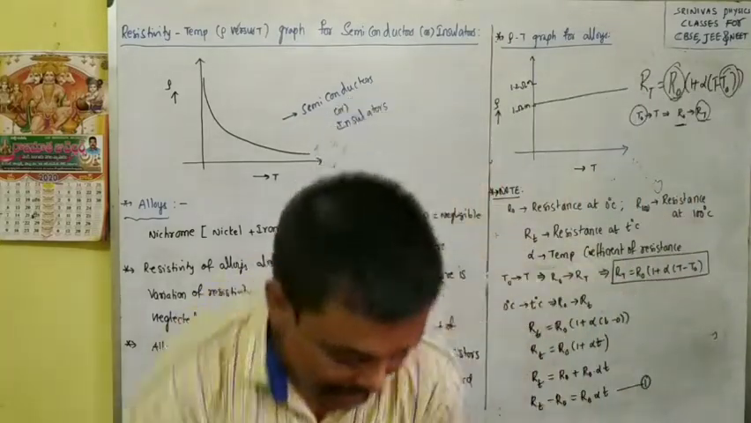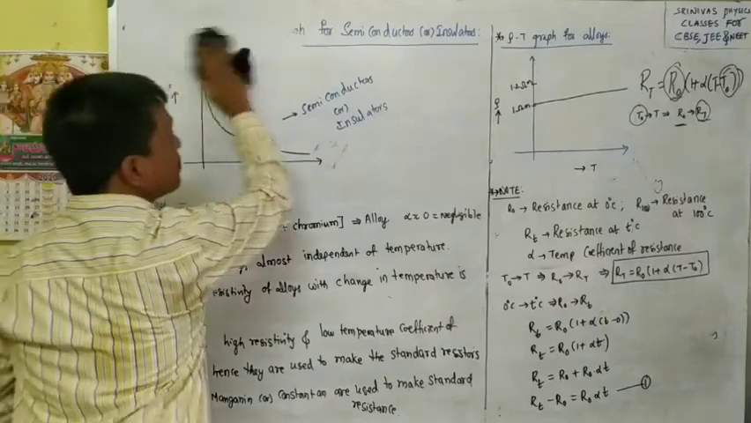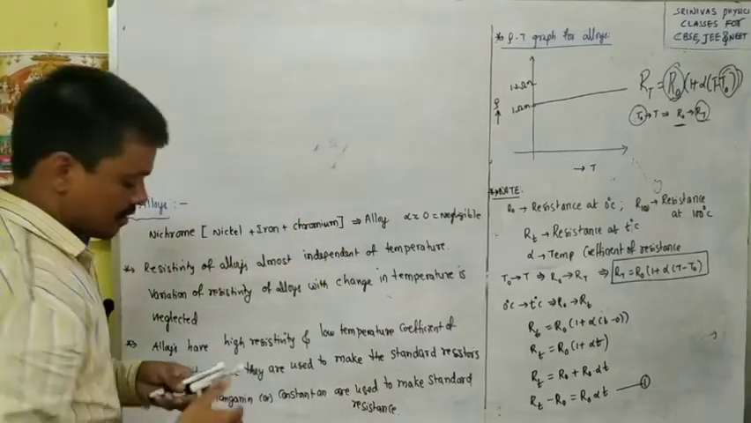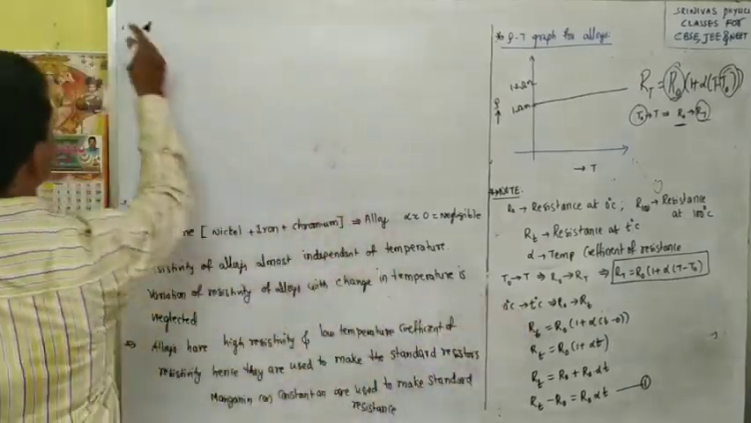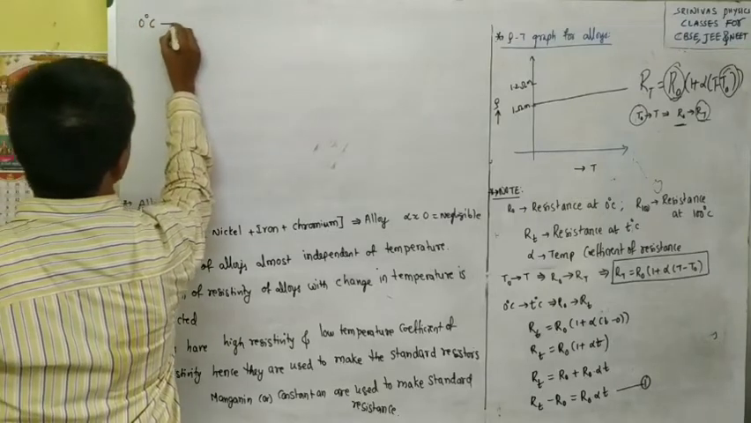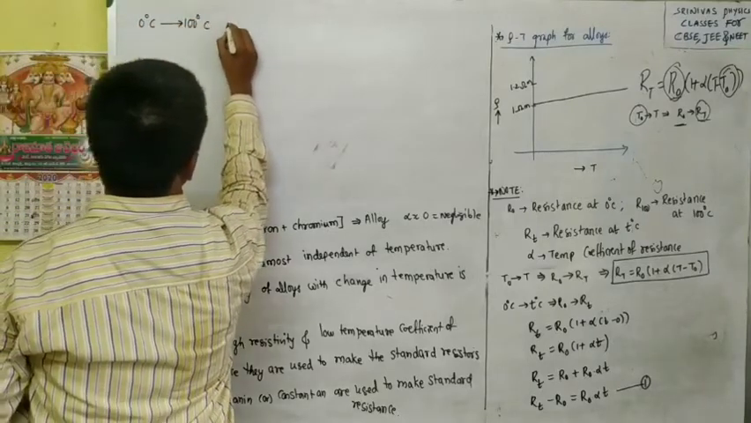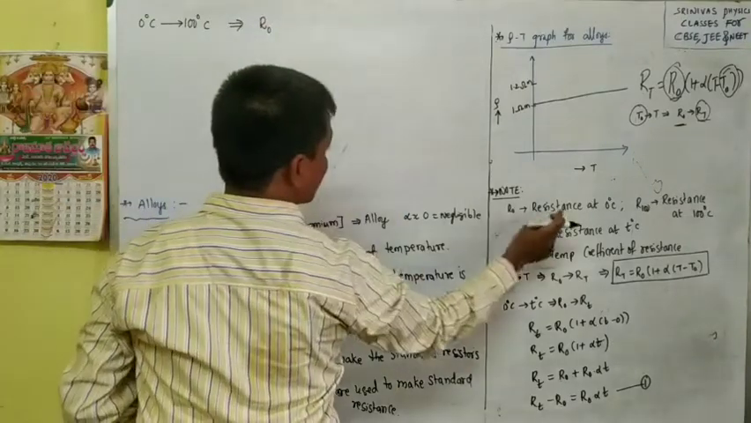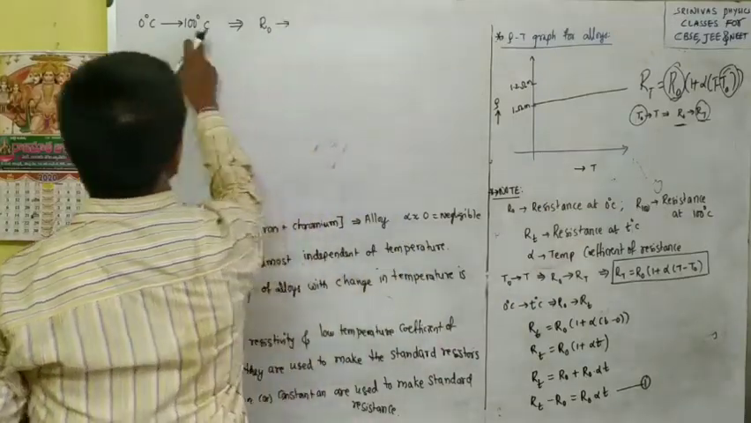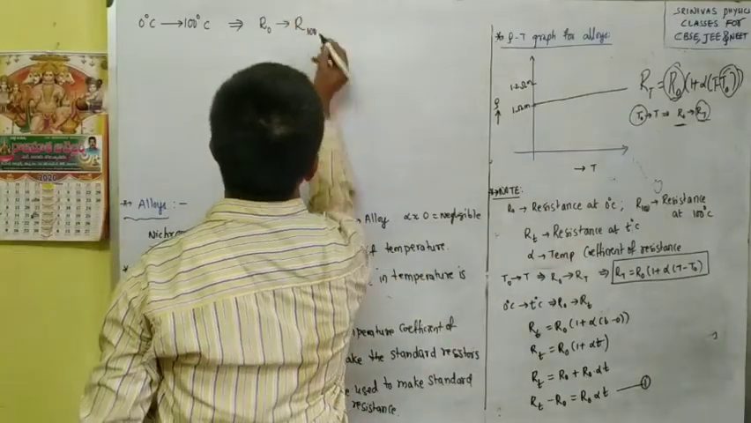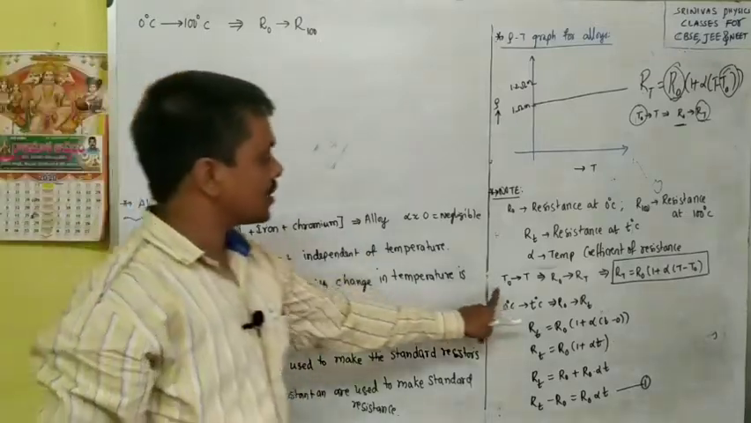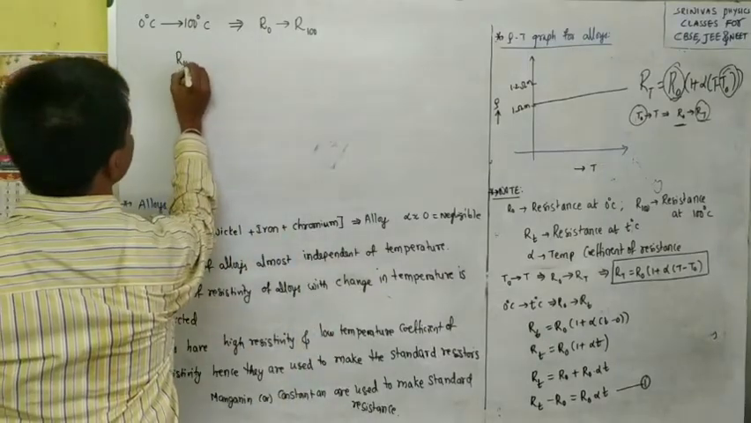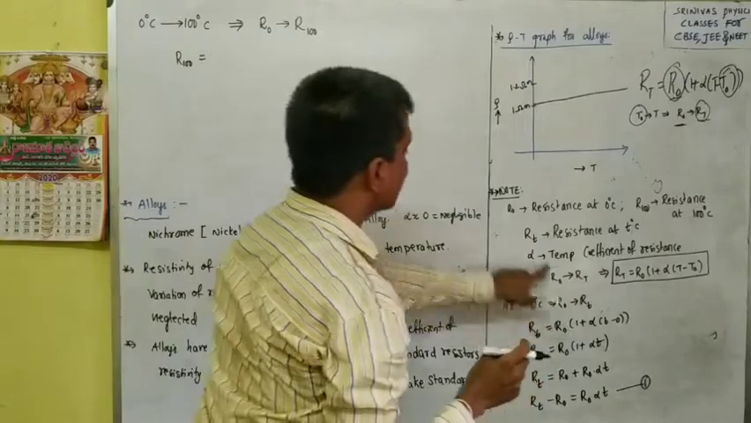Now the next. Initially the temperature was changing from 0 to t. Next I am considering that the temperature is changing from 0 degrees Celsius to 100 degrees Celsius. At 0 degrees Celsius the resistance is R0, and at 100 degrees Celsius the resistance is R100. Then how does the formula change? R0 to Rt, here Rt becomes R100.